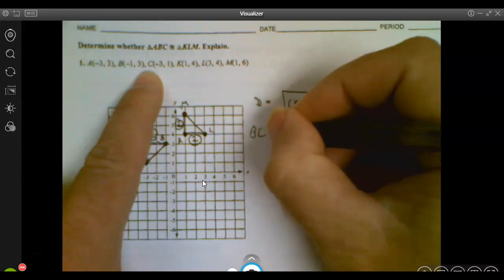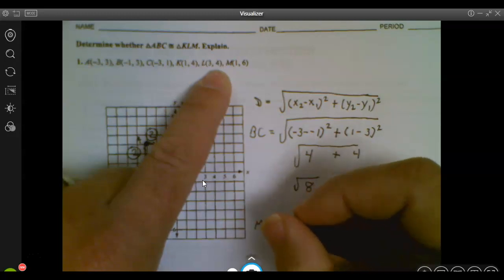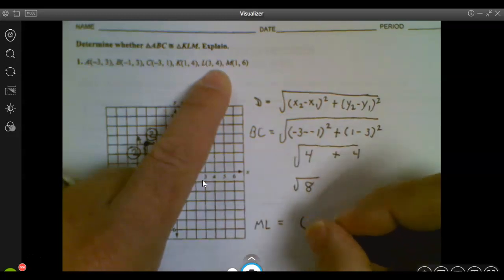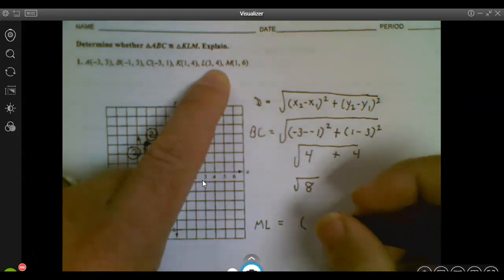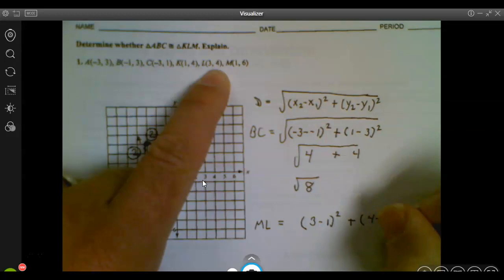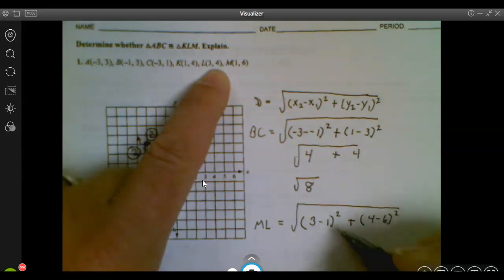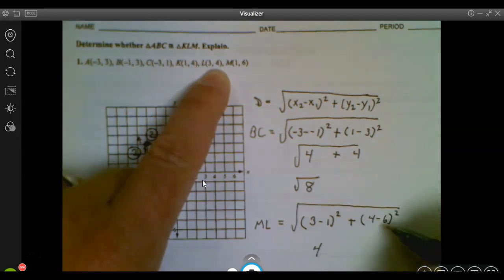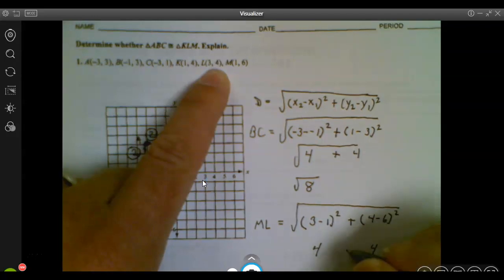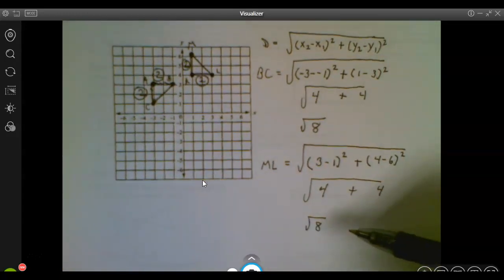Let's do the same thing with ML and see if we get the same information here. Again, I'm going to have my difference in my x's, so I'm going to do 3 minus 1 squared, plus the difference in my y's, which would be 4 minus 6 squared. Again, this would be 2 squared, which is 4. This would be -2 squared, which is still 4. And you'll notice that ML gave me the same result as BC.